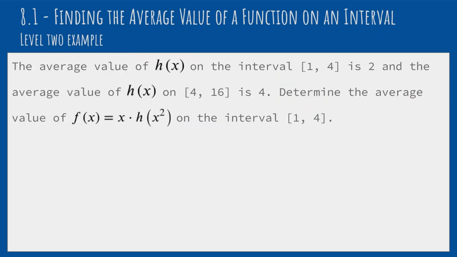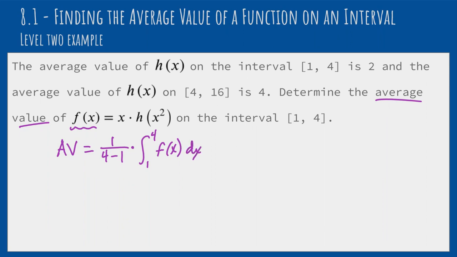In the second problem here, we know the average value of h on some interval. We want to know the average value of f on the same interval. So I'm going to start again with the average value formula for what we're trying to find. The average value of f is going to equal 1 over b minus a times the integral from a to b of f of x with respect to x.